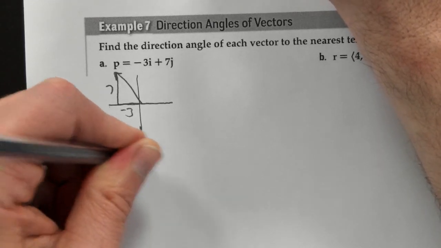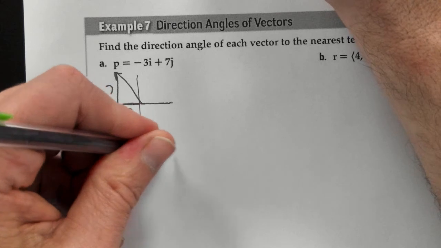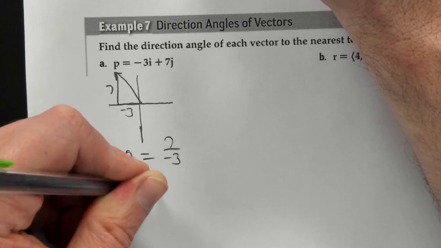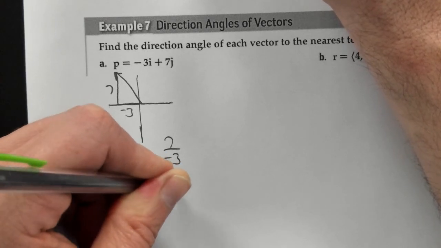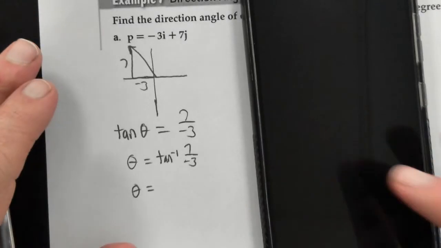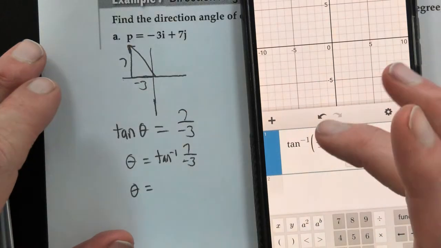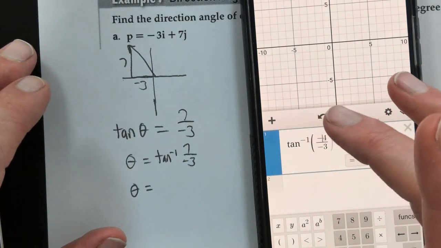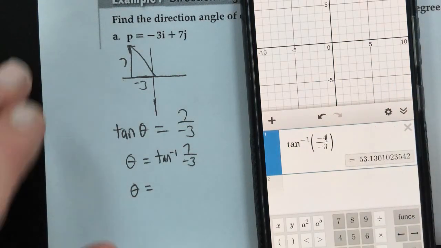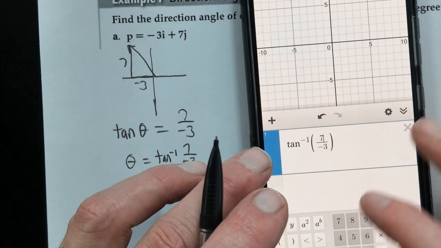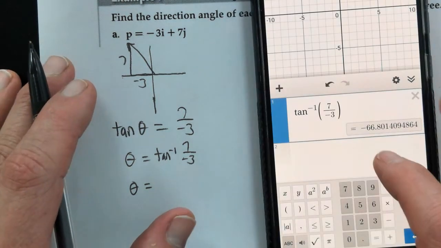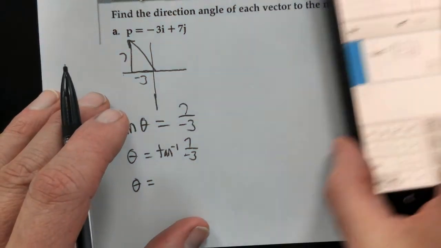All right. And so when I write it out with tangent, it's going to be tangent of the angle is equal to 7 divided by -3. I'll do inverse tangent of both sides. 7 over -3. Calculator will give me that angle. And so we'll go, if I can get there. There we go. 7 over -3 is what I want, so that is 66.8.